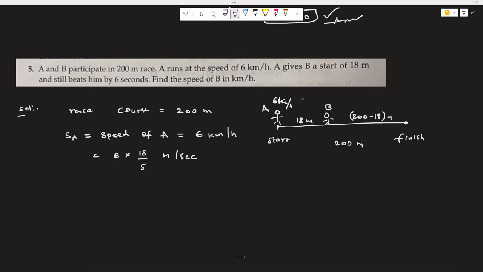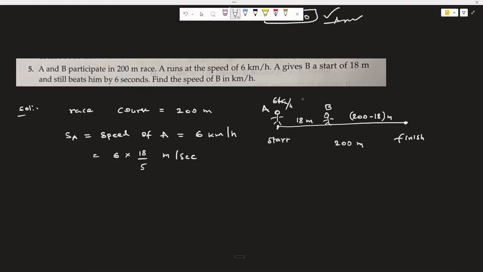Next, the distance has to be covered by Mr. B. Still beats by 6 seconds. Okay. And also in this race course, this is a special problem. He is talking about the starting position and ending position. Both situations he is describing along with the speed of A. It's a very interesting description. He's talking about the finishing point.